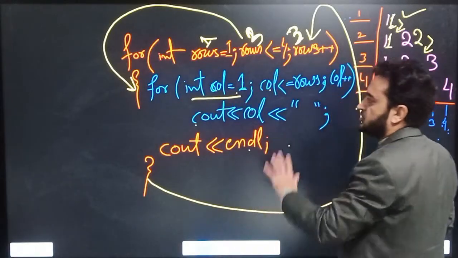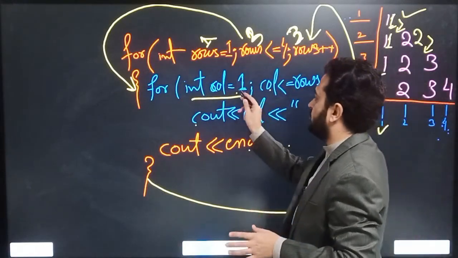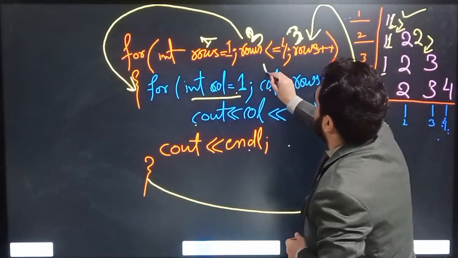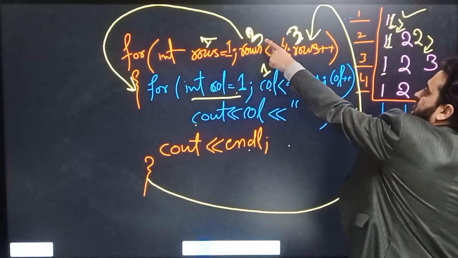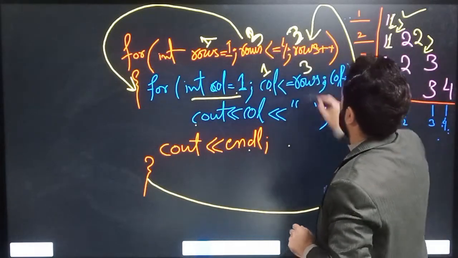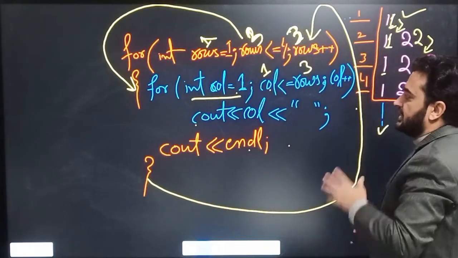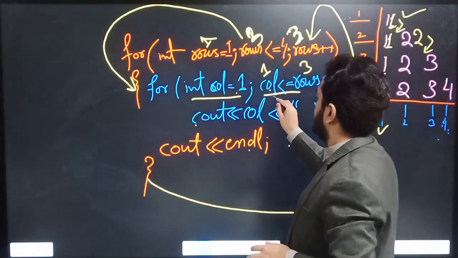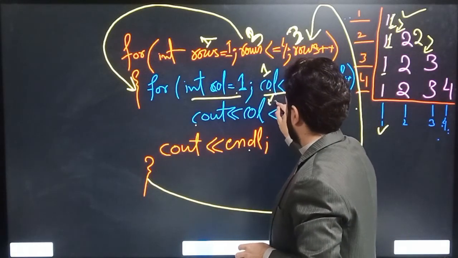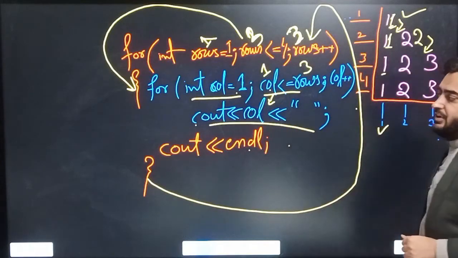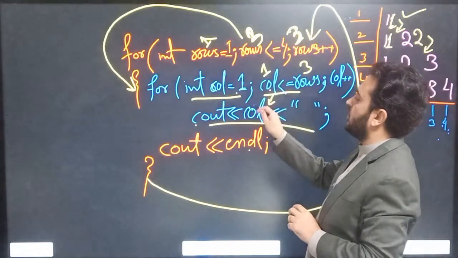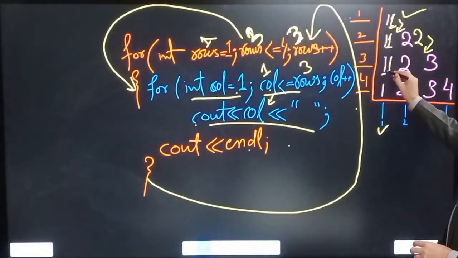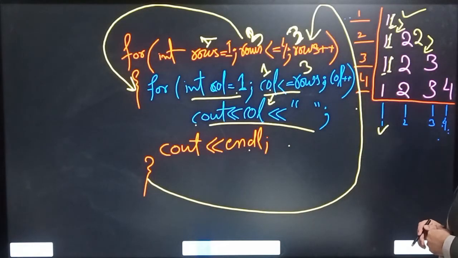So column is equal to 1, so we have initialized column again to 1, and then the condition will be checked. Column is equal to 1, and rows has the updated value, now 3. So 1 is less than or equal to 3, yes, the condition will become true, and execution will come directly to the body of the inner for loop. So what is now the value of column? Column value is 1, so we will see here 1 on the screen, along with a space.